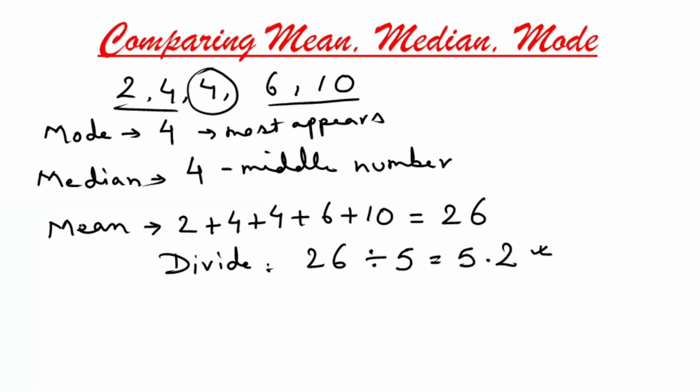Let's take another data set: 6, 8, 10, 10, 12. We have to find the mean, median, and mode. We start with the mode. Why do we always start with the mode? Because mode is the easiest one. We just have to see which number appears most of the time. Here 6 appears 1 time, 8 appears 1 time, and 10 appears 2 times. It means the mode will be 10.